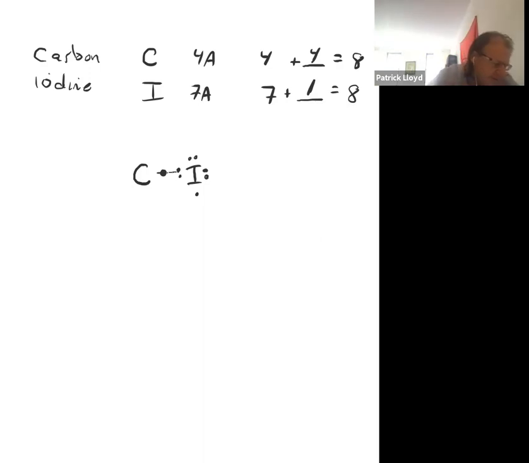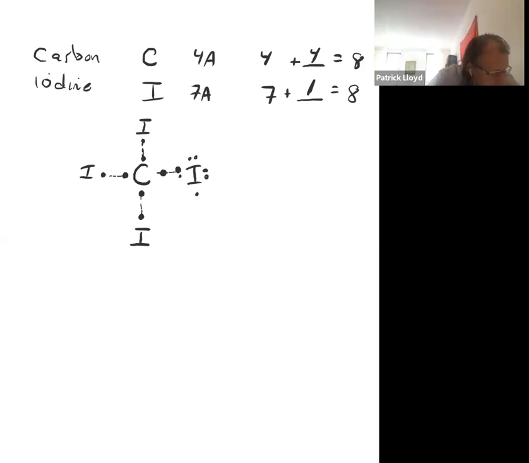But the carbon needs 4 electrons. And when it shares an electron with the iodine, I'll draw these two bigger just so you can see that those are the two that are being shared. That only gives it 1 more electron. So that gives it 5, right? Here's the 4 that it has, 1, 2, 3, 4. By forming a bond to iodine, that gives it 5, but it needs 3 more. So here's what happens. It forms a bond with another iodine, so that gives it 6. And it forms a bond with a third iodine, and that gives it 7. And it forms a bond with a 4th iodine, which gives it 8.